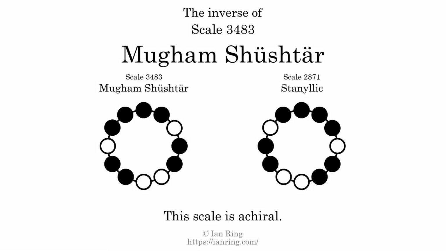The inverse of a scale is a mirror image. It is what you get when the sequence of intervals is reversed. The inverse of this scale is scale 2871, also known as stenilic.